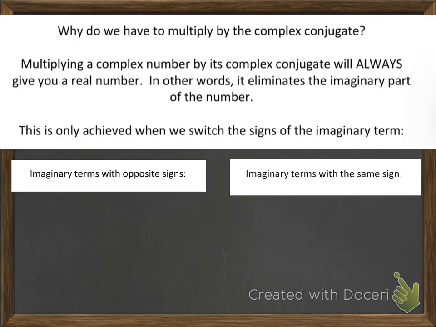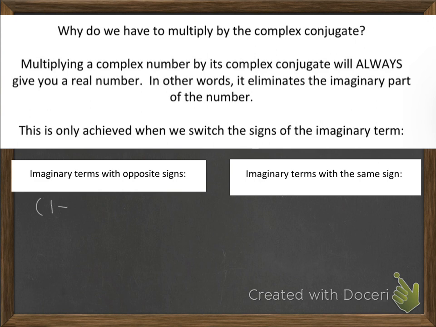Why do we have to multiply by the complex conjugate? Multiplying a complex number by its complex conjugate will always give you a real number. In other words, it eliminates the imaginary part of the number. This is only achieved when we switch the signs of the imaginary term. So let me show you with a simple example.